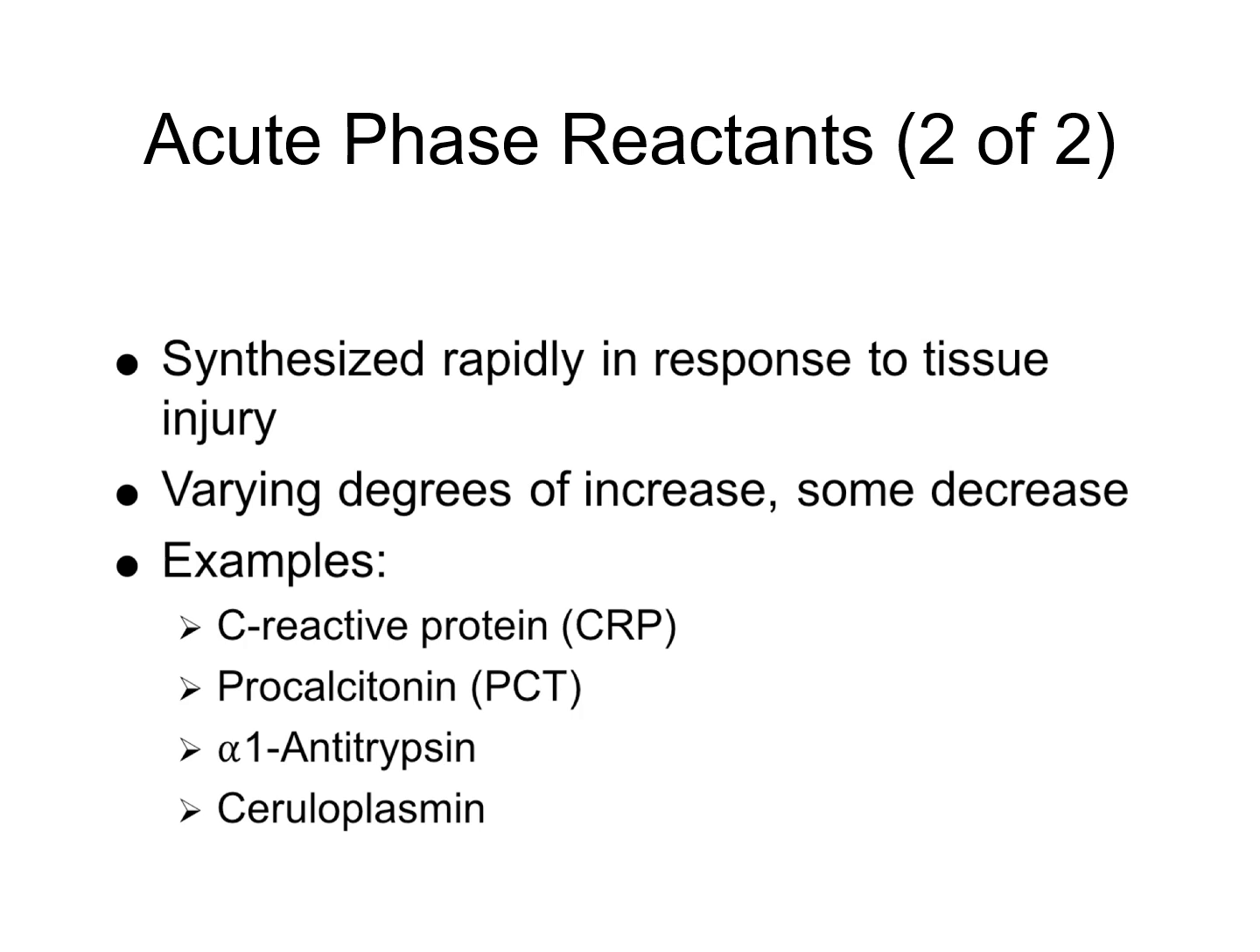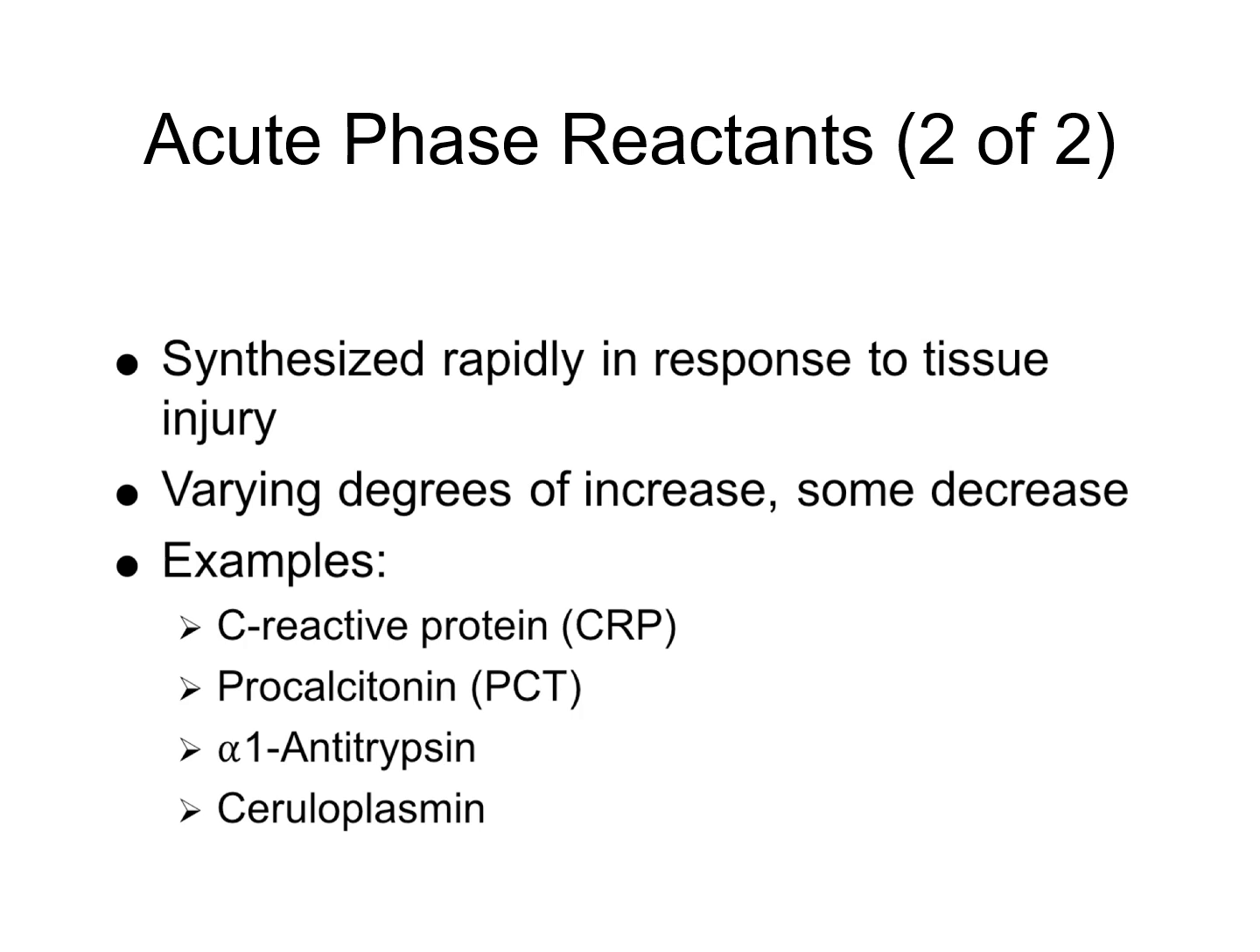Rapid synthesis of these acute phase reactants will occur after tissue injury or inflammation. Their levels show varying degrees of change. Some proteins will increase, which is a positive acute phase protein, and some proteins will actually decrease, so they'll be a negative acute phase protein. Some examples of these acute phase proteins are C-reactive protein, or CRP. This is one of the most commonly measured inflammatory markers, and levels rise rapidly during infection and inflammation.